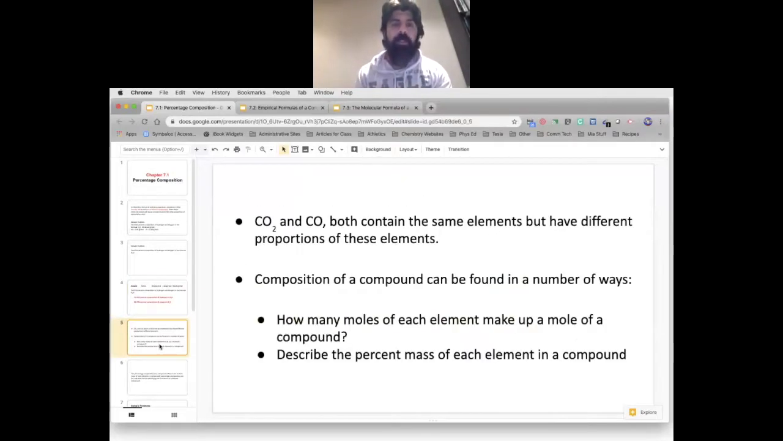Okay, let's look at another example here. Carbon dioxide and carbon monoxide both have the same elements, but the proportion of carbons to oxygens is going to be completely different because in this first case, CO2, we have an additional oxygen. So that additional oxygen will translate to a larger molar mass, in which case it will change the actual overall percent composition of carbons to oxygens.